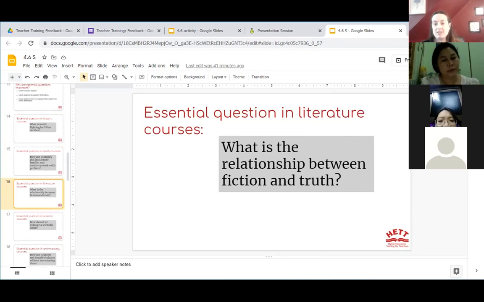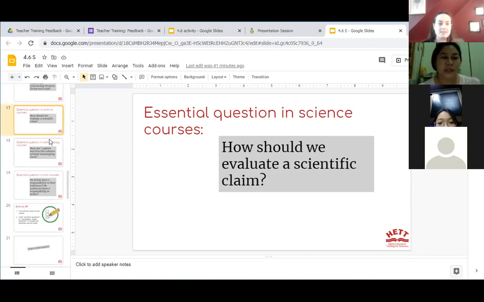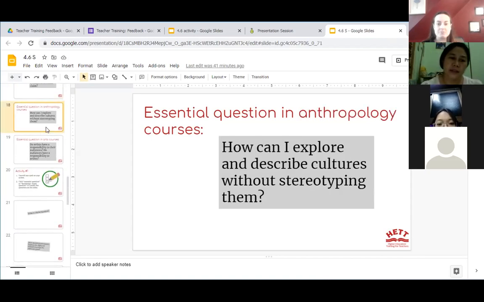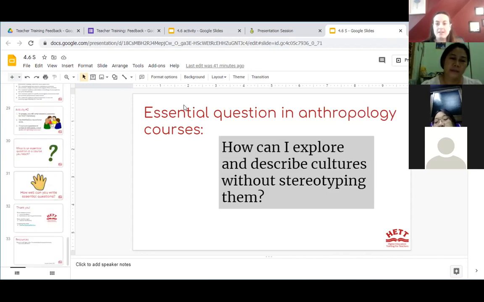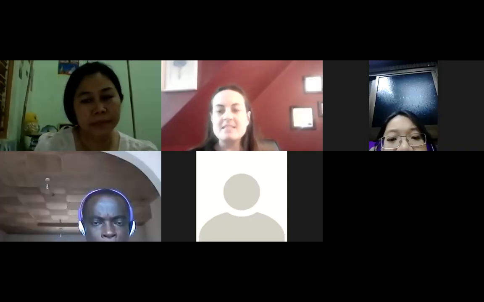What is the relationship between fiction and truth? Again, it's in the classroom, but it's also important to consider outside the classroom. So it's looking at things that are beyond just the classroom. The last one, yeah, same. No, I can't see it. Oh, there. What is the difference between Bloom's taxonomy and other learning theories?